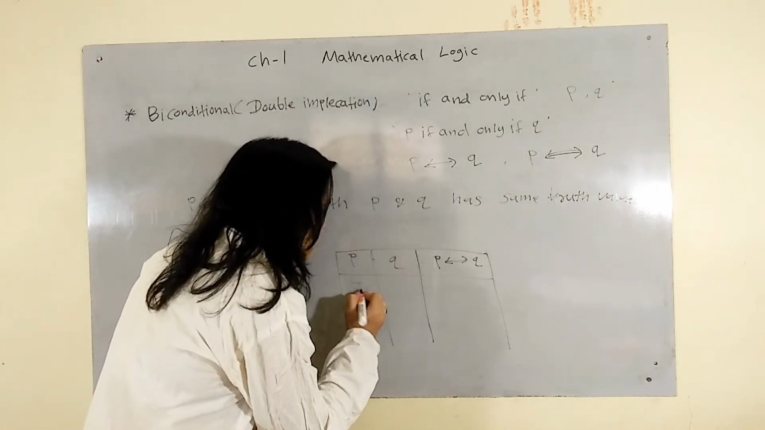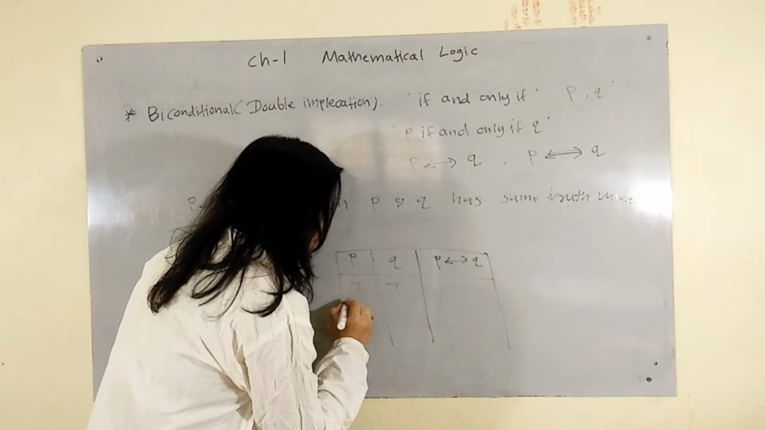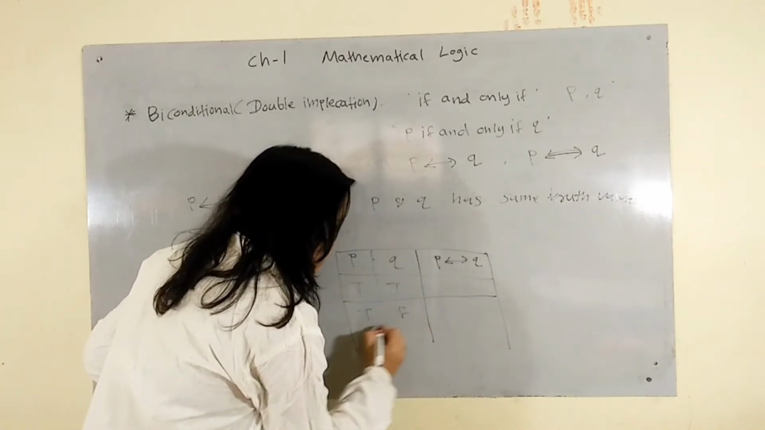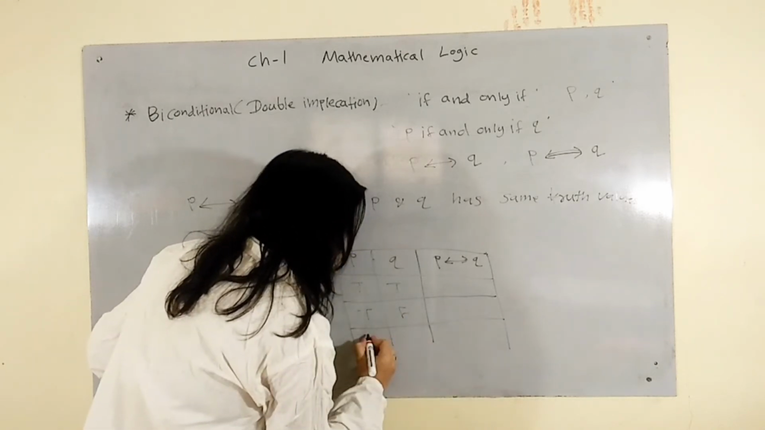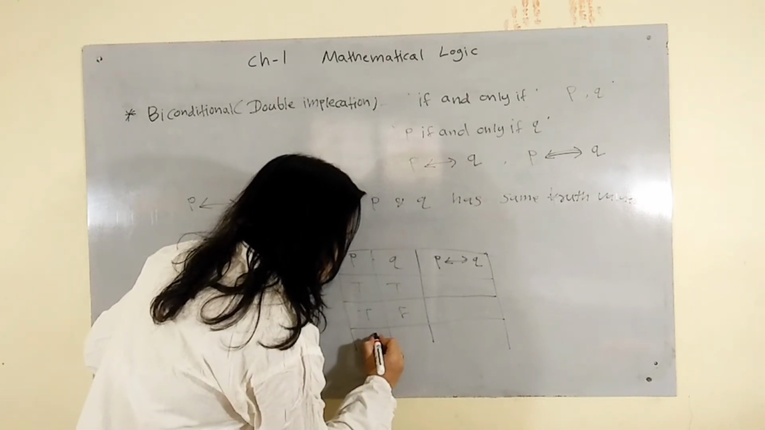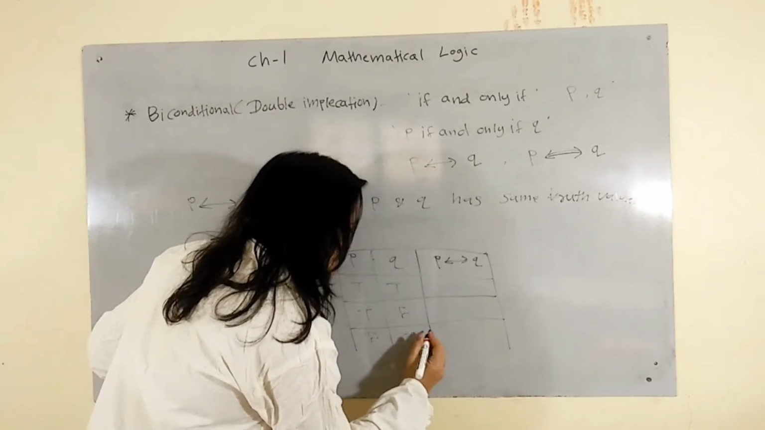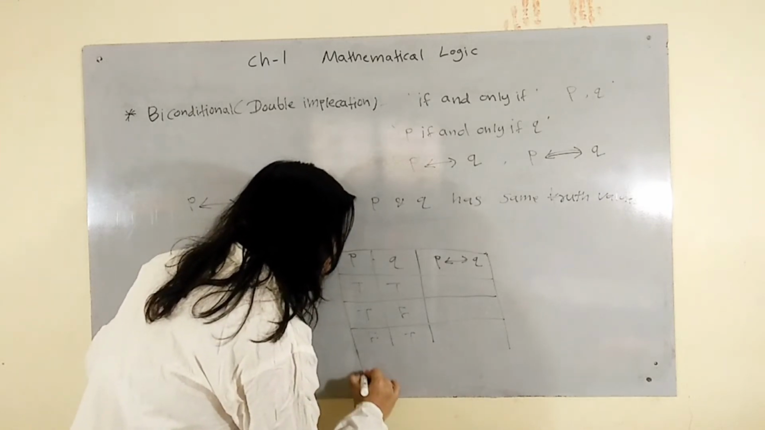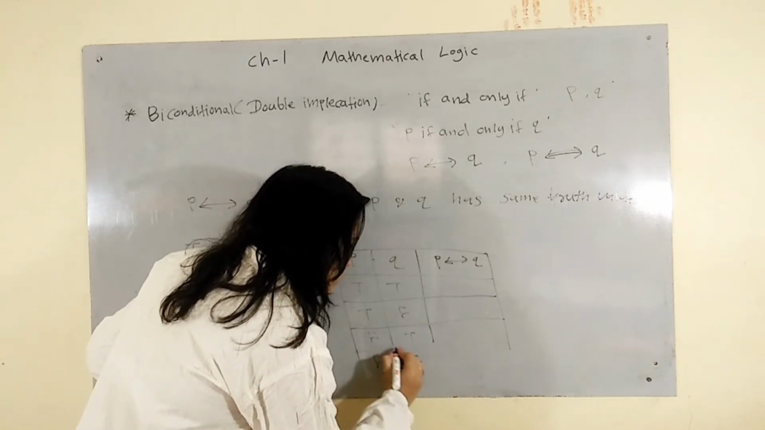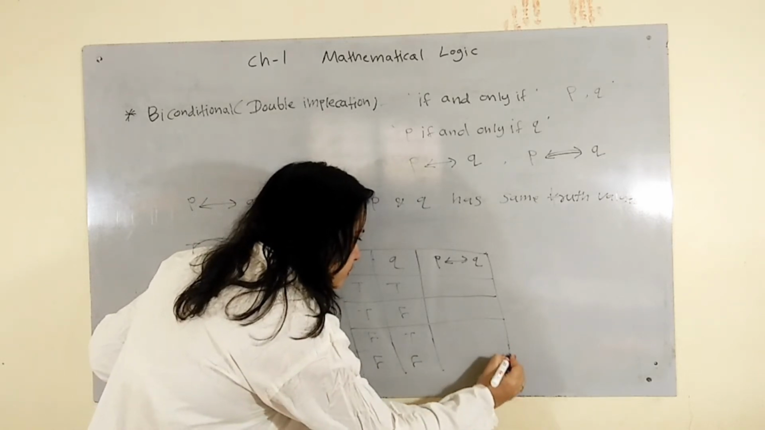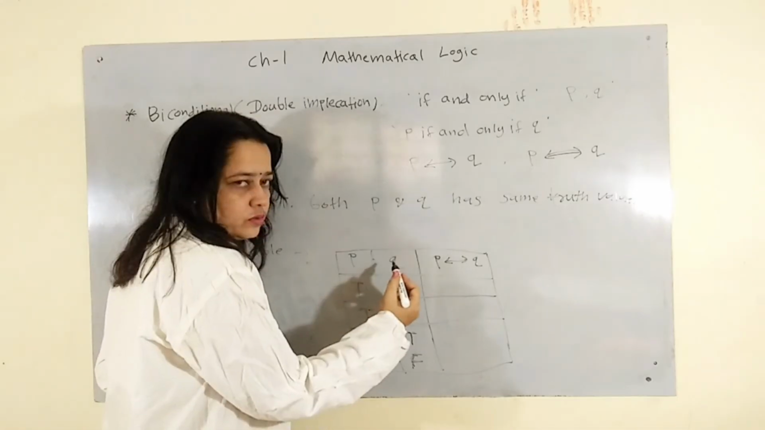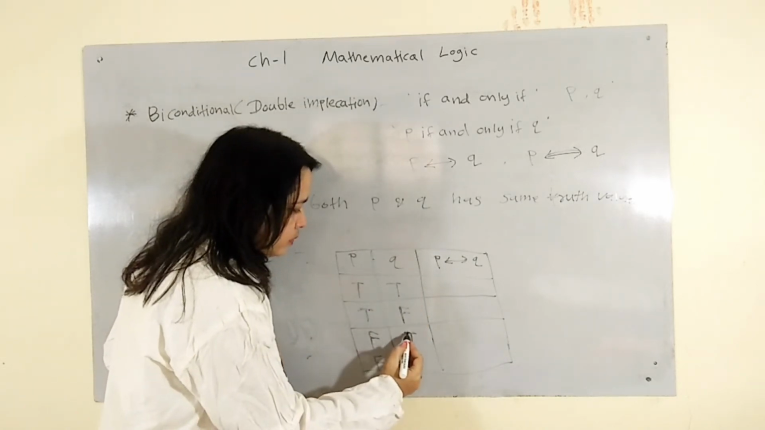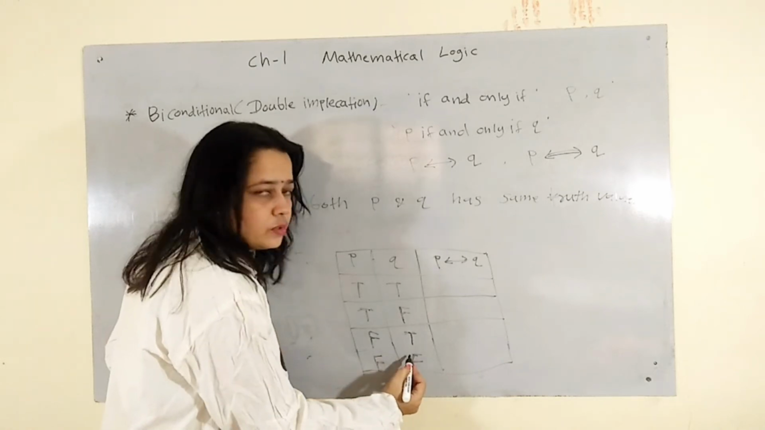For P true, Q true. Next P true, Q false. Next P false, Q true. And last value, both are false. P true, Q true; P true, Q false; P false, Q true; and P false, Q false.